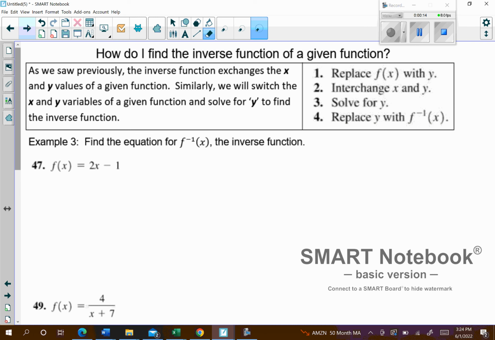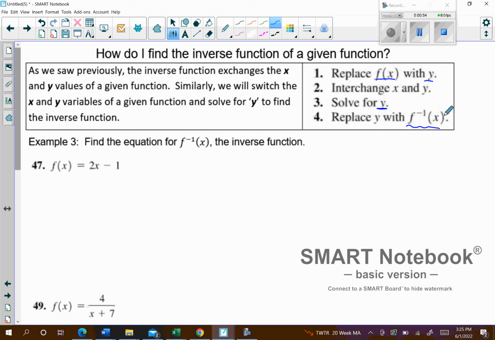So as we saw previously, the inverse function exchanges the x and y values of a given function. Similarly, we will switch the x and y variables of the given function and solve for y to find the inverse. So here are our steps for that. We're going to replace the function notation with y, and that just makes life a little bit easier. Then we'll go ahead and interchange them. That's our definition of inverses. They switch roles. We'll go ahead and solve for y, and once you solve for y, then we want to replace it with the inverse notation so we know that that's the inverse function.